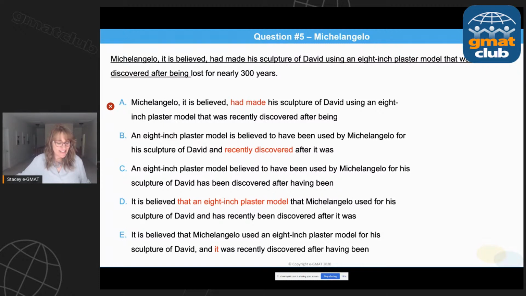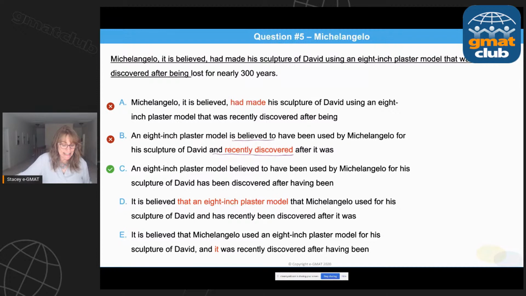Okay, choice B is going to be incorrect because we have a subject-verb error. If you look really closely at choice B, this option is actually stating that the model discovered something, which creates illogical meaning, okay? So an 8-inch plaster model is believed and recently discovered. So the model is believed and recently discovered. The model didn't discover itself. That meaning is completely illogical. All right. So we're rejecting choice B for illogical meaning.